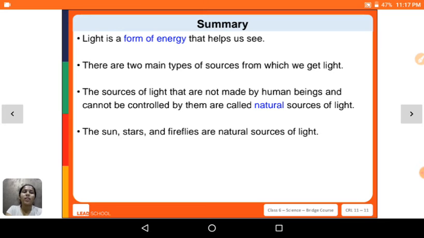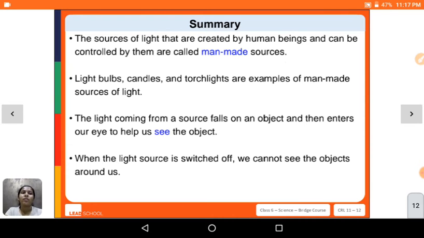There are two main types of sources from which we get light. The sources of light that are not made by human beings and cannot be controlled by us are natural sources of light. Sun, stars and fireflies are natural sources of light. The sources of light that are created by humans and can be controlled by them are man-made sources. Light bulb, candle, torch are examples of man-made sources.